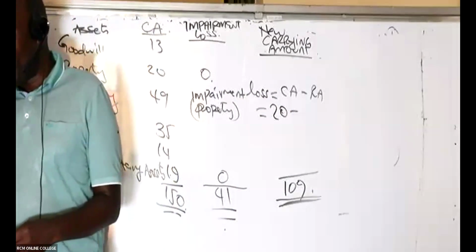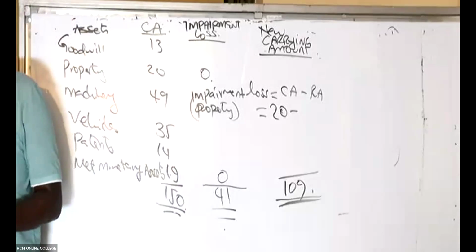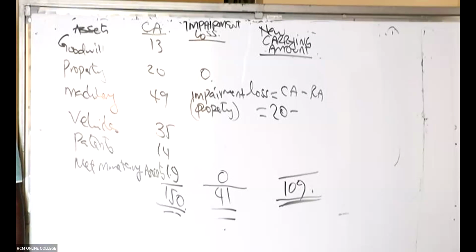But they are telling us something very nice there for property: that property is partially impaired. Are you sure? Let's see. I like this kind of arguments.